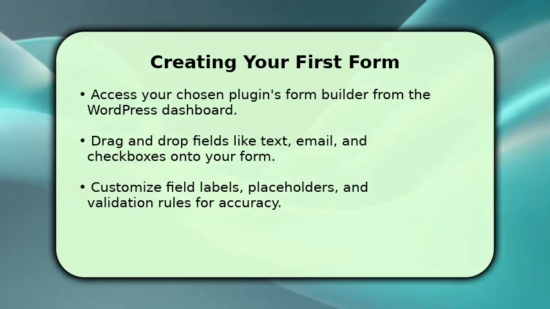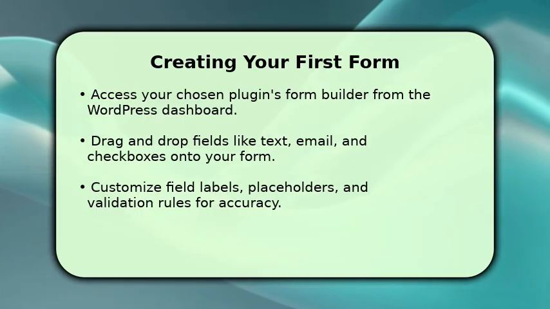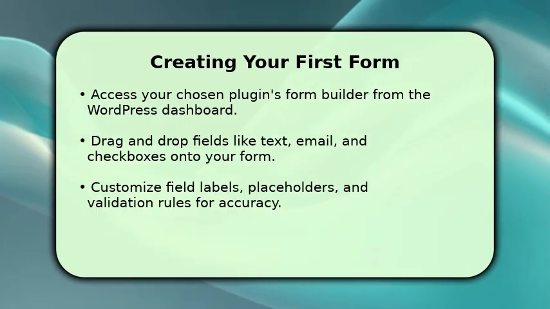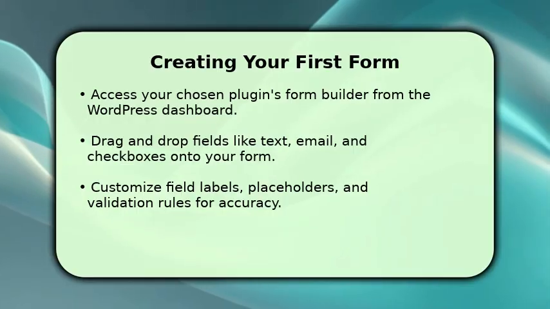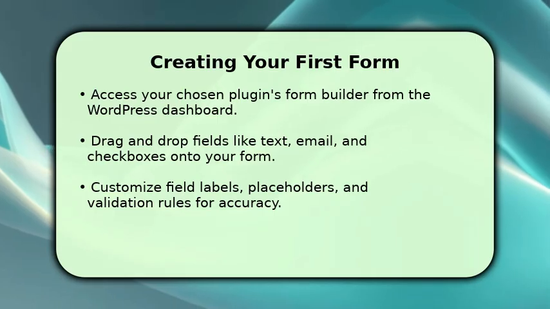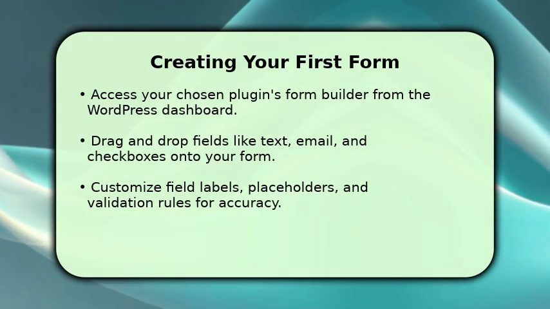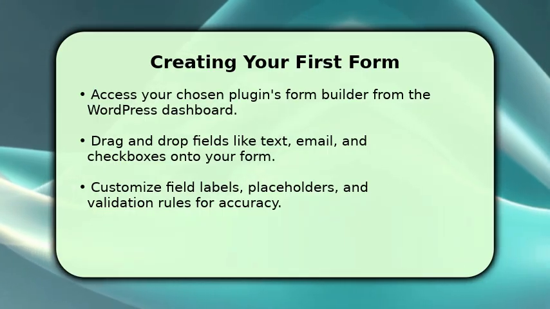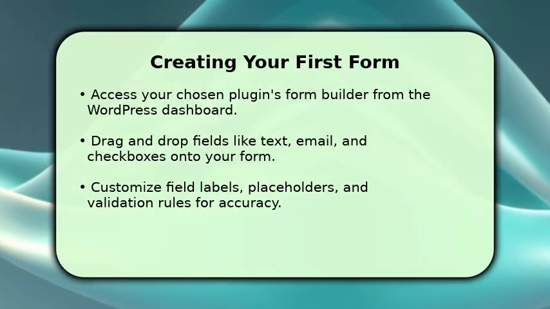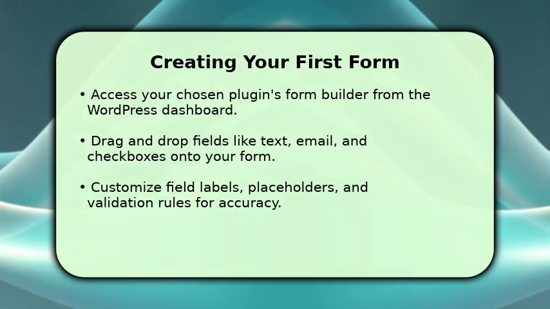Once you have your plugin installed, building your first form is quite simple. Navigate to your WordPress dashboard and open your chosen plugin's form builder. Most modern plugins offer a user-friendly drag-and-drop interface, allowing you to easily add various field types such as text inputs, email fields, and checkboxes. Remember to customize each field's label, add helpful placeholders, and set up validation rules to ensure you collect accurate and complete information from your users.